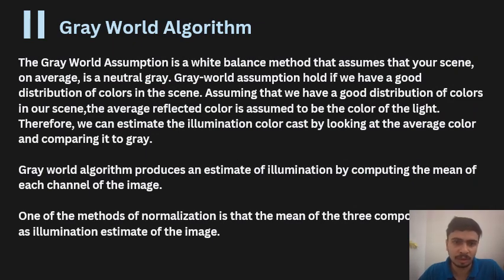Now moving on to the gray world algorithm. The gray world assumption is a white balance method that assumes that your scene on average is a neutral gray. The gray world assumption holds if we have a good distribution of colors in the scene. Assuming that, the average reflected color is assumed to be the color of the light. Therefore, we can estimate the illumination color cast by looking at the average color and comparing it to gray. The gray world algorithm produces an estimate of illumination by computing the mean of each channel of the image. One of the methods of normalization is to use the mean of the three components as the illumination estimate of the image.